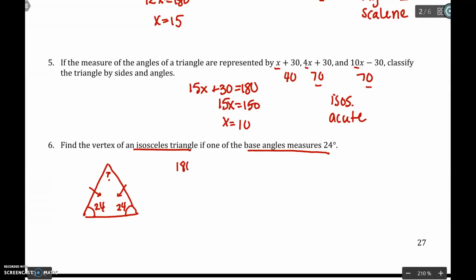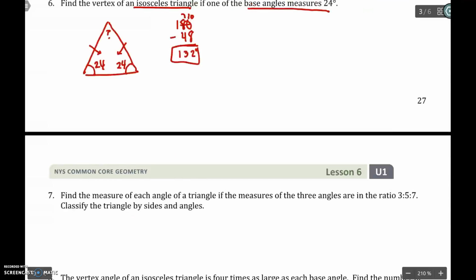So we would add them together and subtract from 180. And 180 minus 48 would be 132 degrees for your vertex angle.